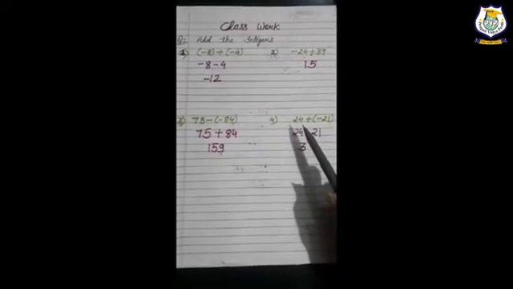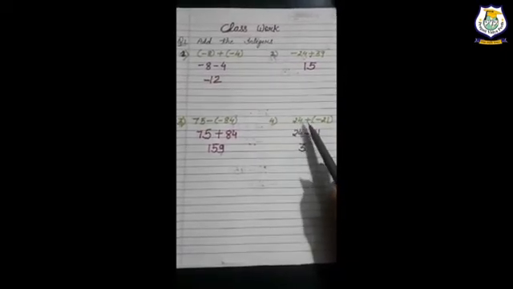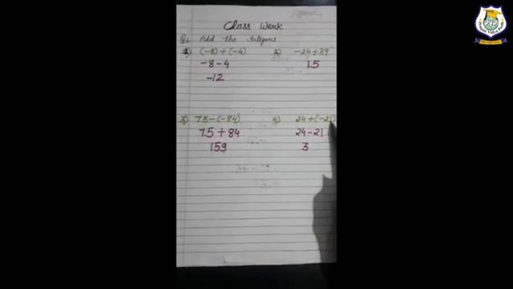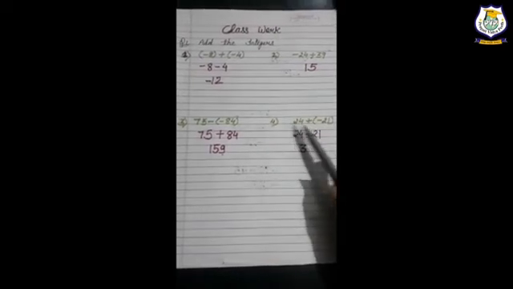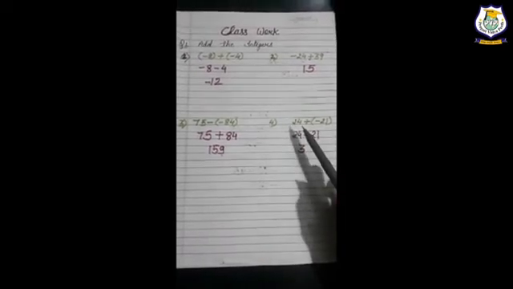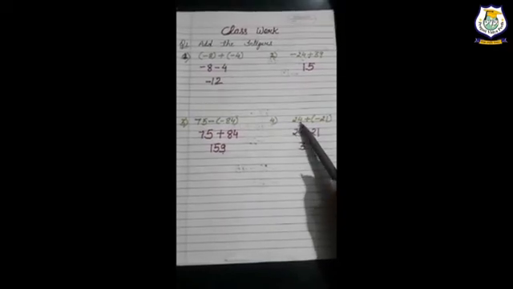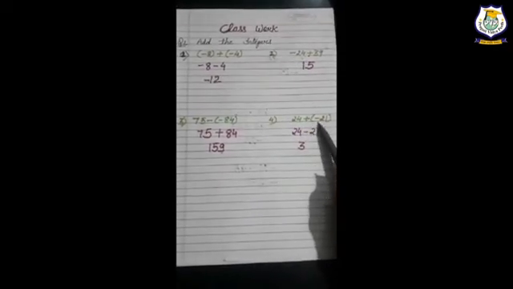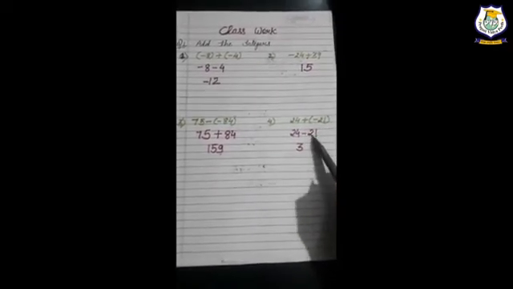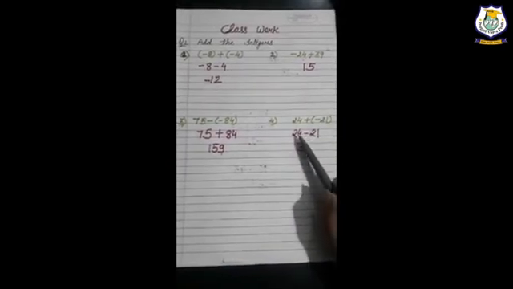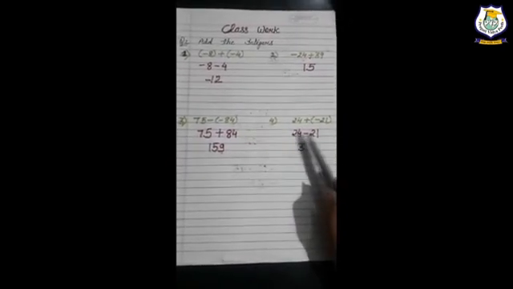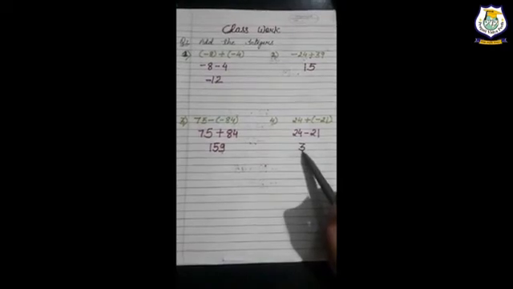Now we will come to our fourth example, 24 plus minus 21. Whenever we have one positive and one negative, we will have to do the subtraction, right? So 24 minus 21. Now what we will have to do is subtraction. 21 is subtracted from 24, so we are getting 3.